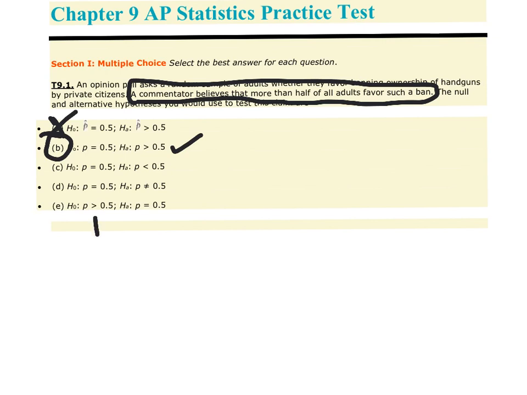Be careful with choice E. Never ever should the null hypothesis be an inequality symbol. The null hypothesis is always an equal sign, and again, using a population parameter.